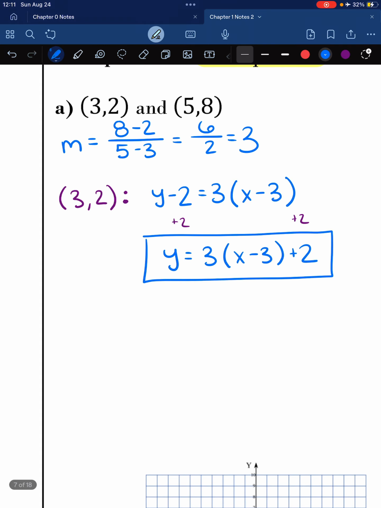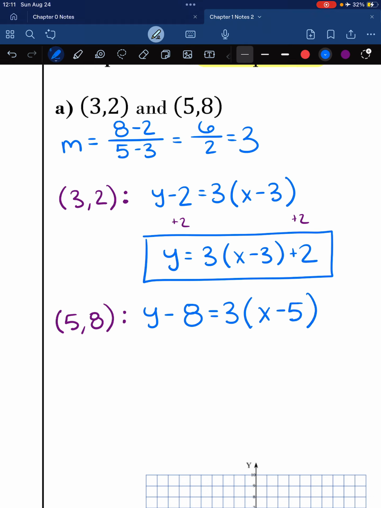Okay, but what if you had chosen the other point? How are you supposed to know which point to choose? And the answer is, it doesn't matter. And I'm going to prove that it doesn't matter. And we can prove it 2 ways. Y minus y1 equals m, same slope, x minus x1. Okay, we need to graph it in our calculator.